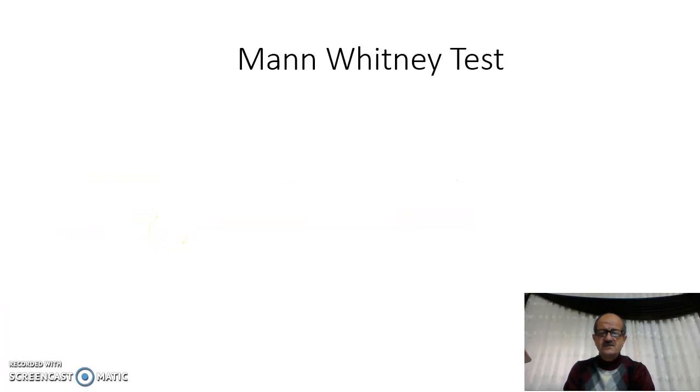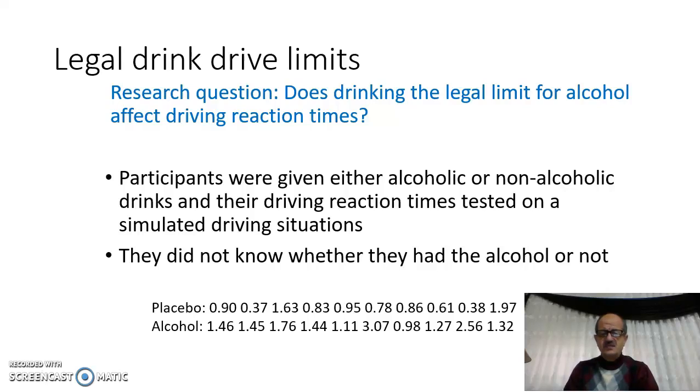Now let's look at the first case. We want to use the Mann-Whitney test when we have two independent groups and the data are not normally distributed. Here we have a research question: does drinking the legal limit of alcohol affect driving reaction times? Two groups of participants were given either alcoholic or non-alcoholic drinks, so two independent groups, and the driving reaction time was tested. Here are the data for each group in seconds.